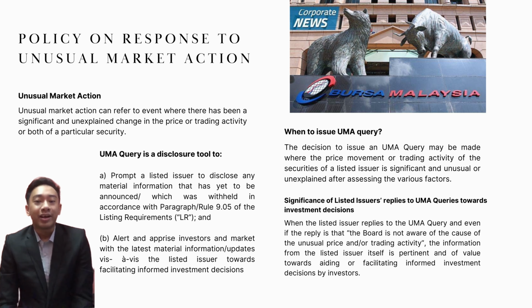Second, whether there is any rumor or report concerning the business and affair of the group that may account for the UMA. Third, whether the listed issuer is aware of any other possible explanation to account for the UMA. Fourth, whether it is in compliance with Rule 9.03 of the Main/ACE LR and Rule 6.08 of the LEAP LR.